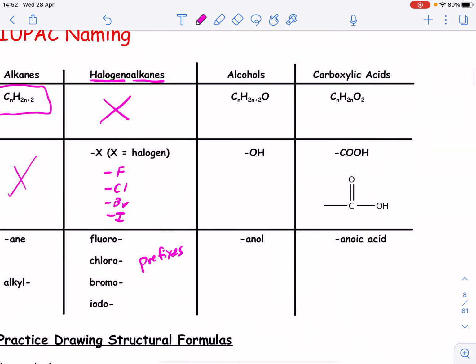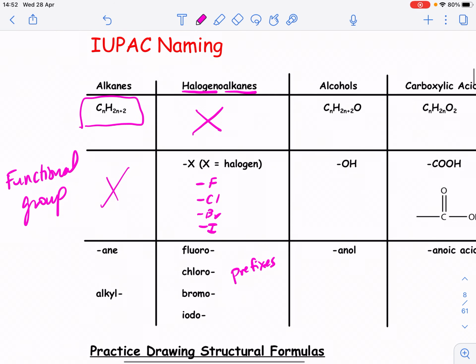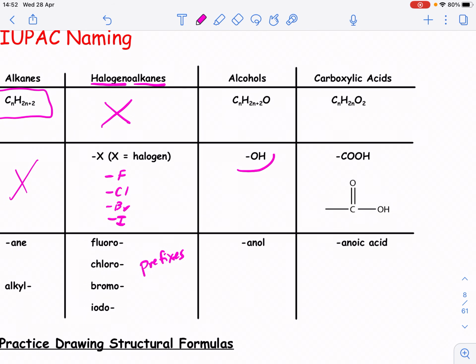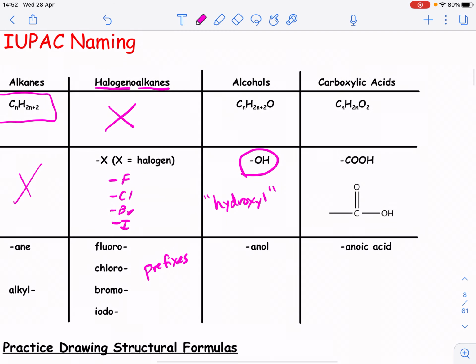These other two, alcohols and carboxylic acids, so these are all classes of compounds, families of compounds. So to be an alcohol means that you have an OH group. We call an OH group a hydroxyl group. That's the name of the OH itself. And if you have an OH on you as a molecule, then you are an alcohol. And to name an alcohol, instead of naming it with the ending ane, which tells you that you have an alkane or a halogenoalkane, we end the name with anol to tell you that you have an alcohol.